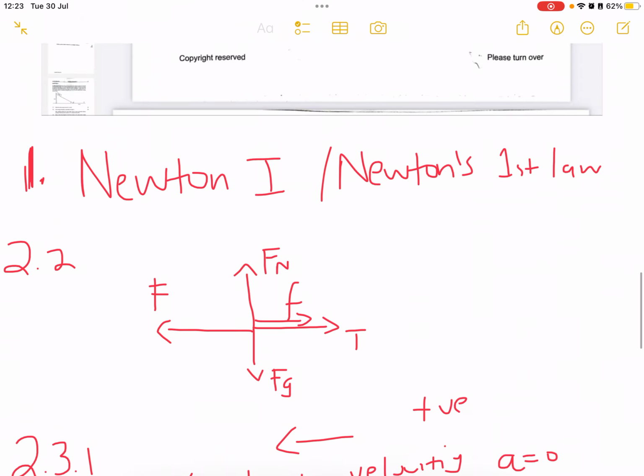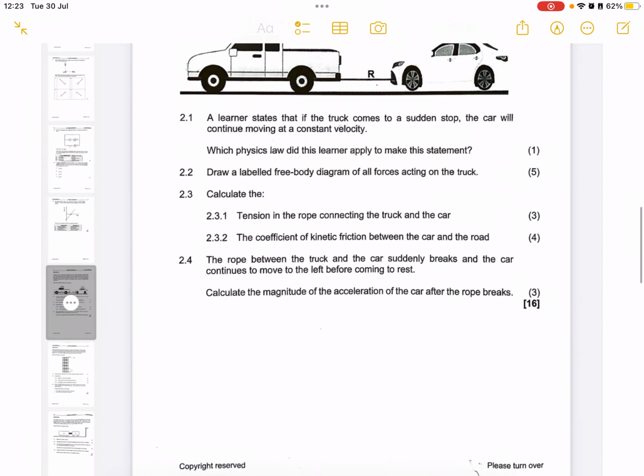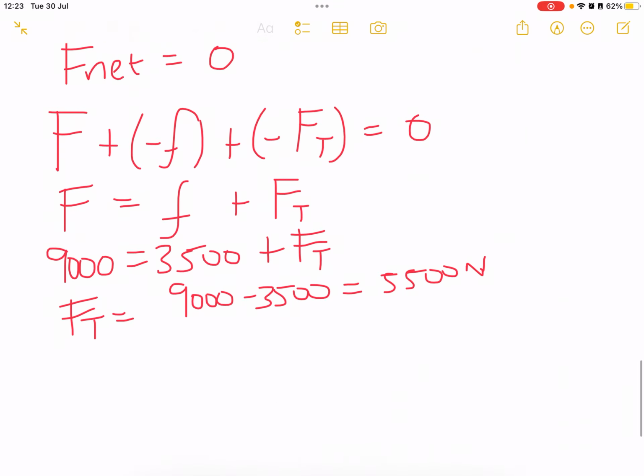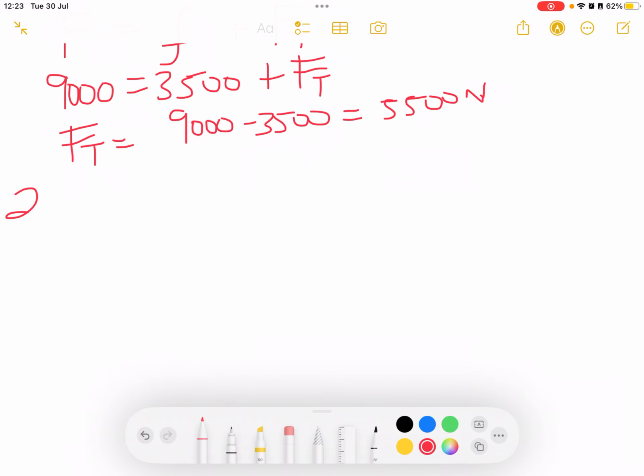Second question says, calculate the coefficient of the kinetic friction between the car and the road. Now, the car experiences a kinetic friction, so that's 2.3.2. And the two forces that are acting on the car are the kinetic friction and the tension. So the tension force is going in this direction, and kinetic friction in that direction.